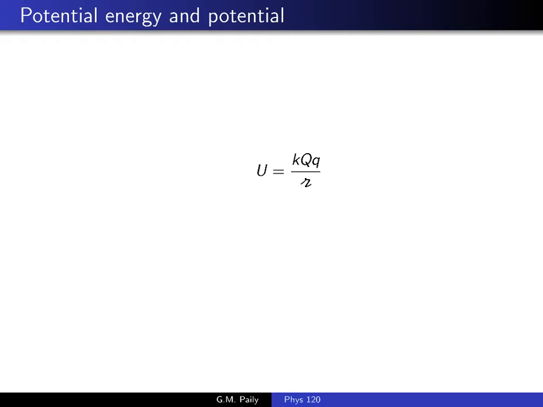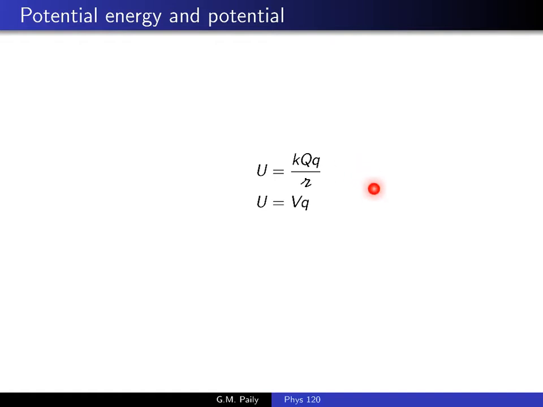We start with the concept that we have just learned, the potential energy of two-point charges. We define this relationship between potential energy and potential. So potential energy is U, potential is V. That's easier to remember because potential is measured in volts.